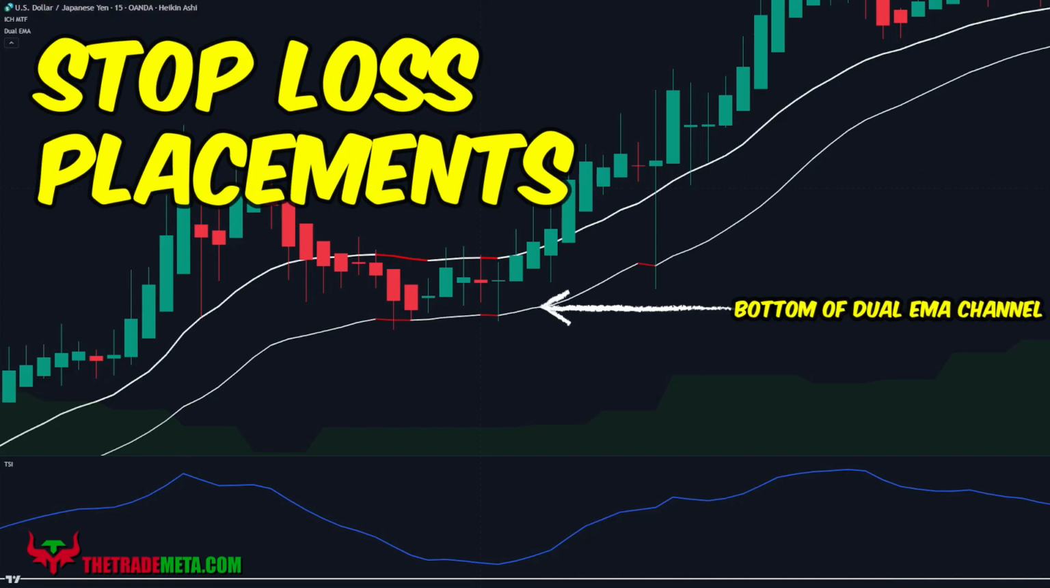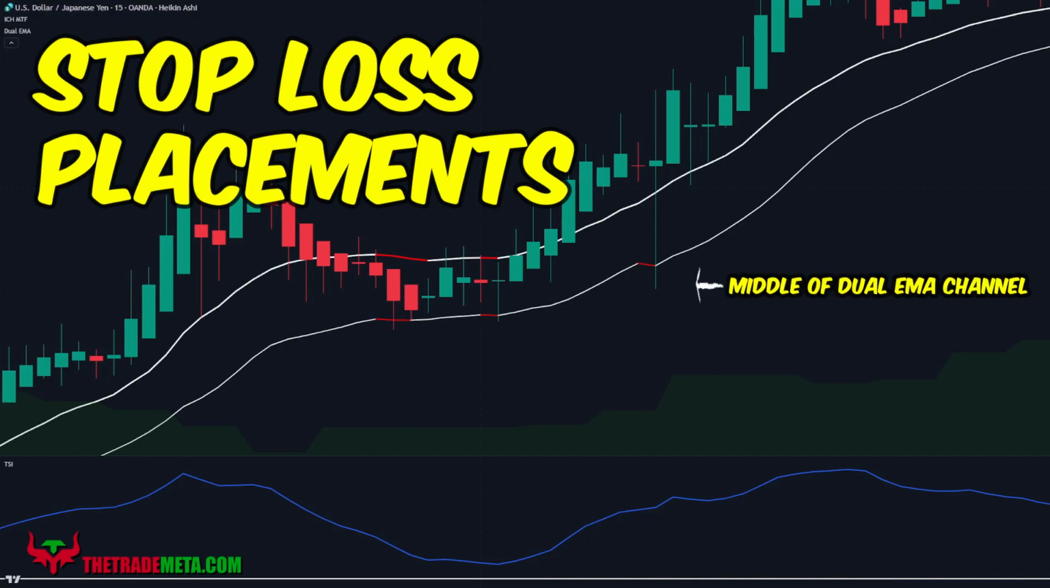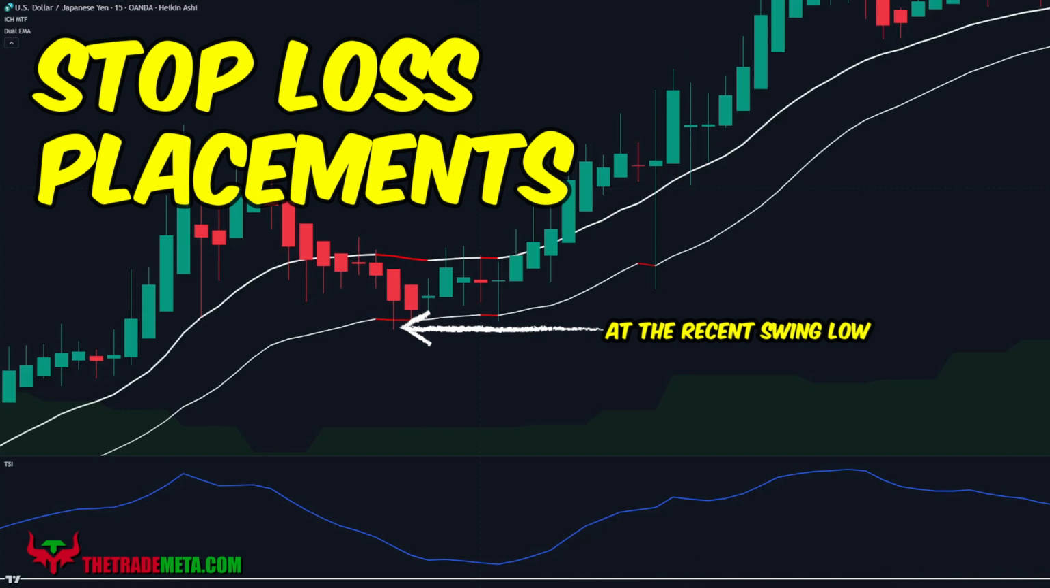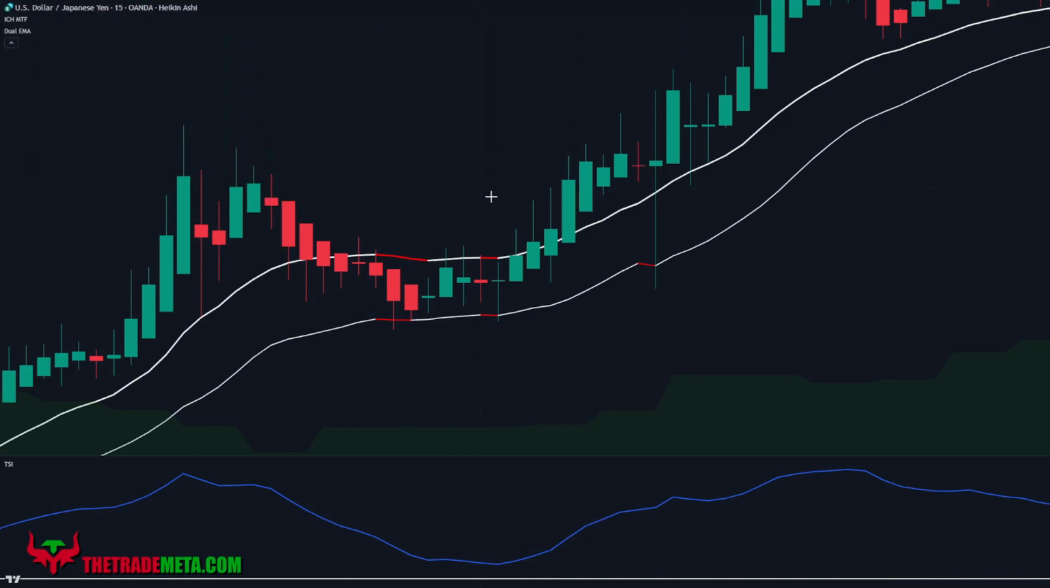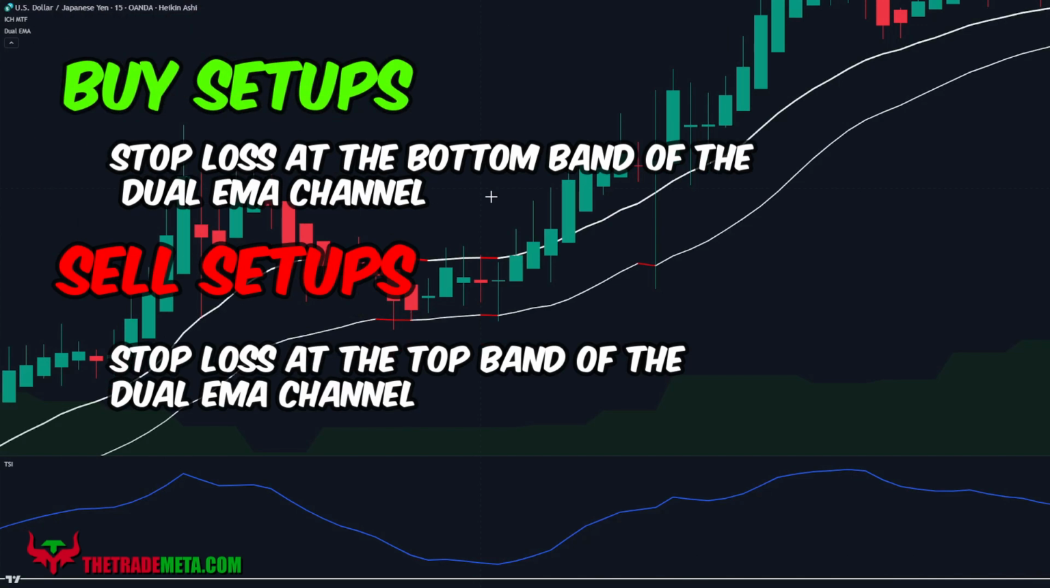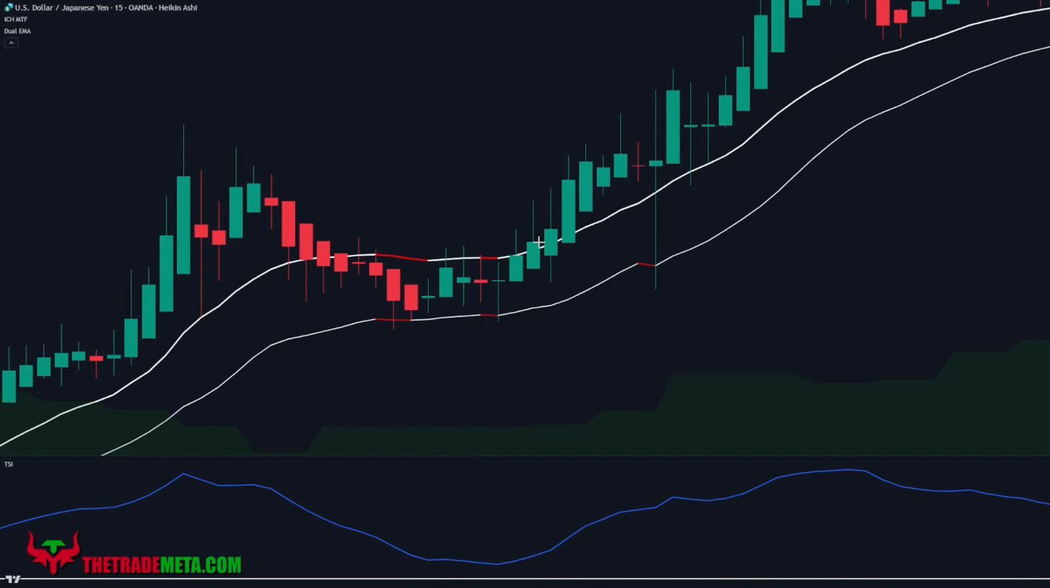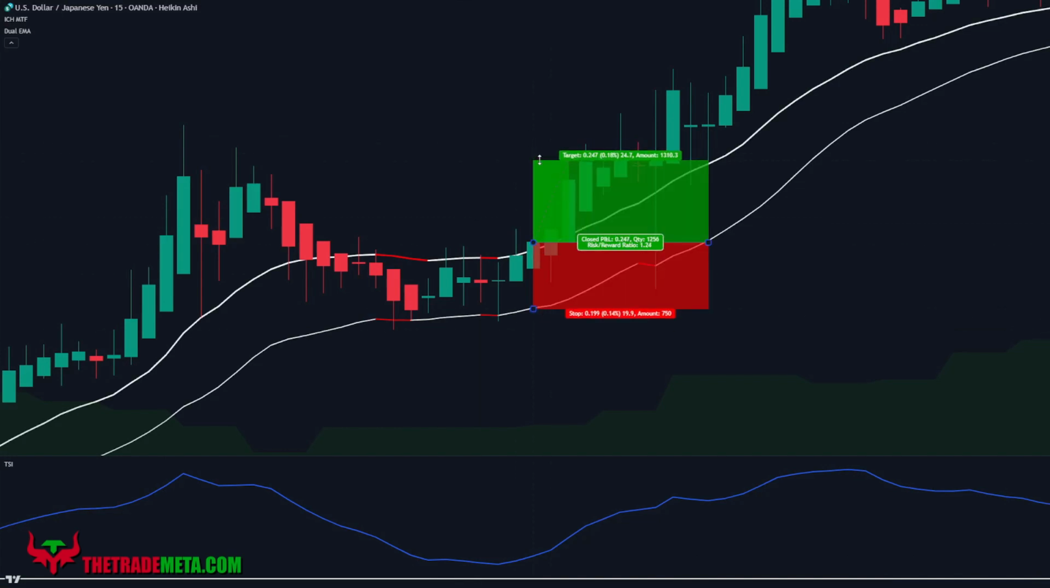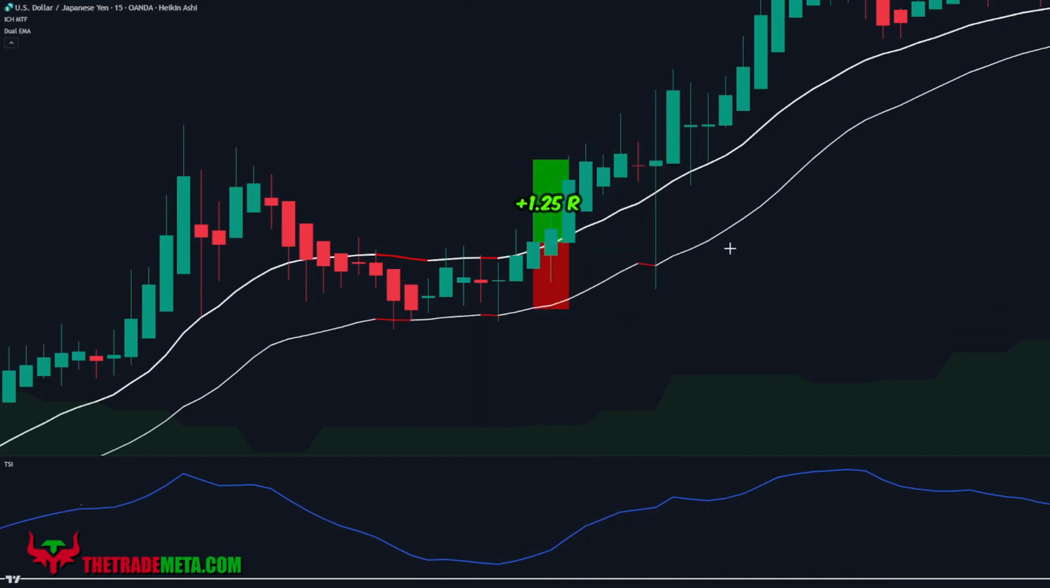We have a few options for our stop loss placement. Either at the bottom of the dual EMA channel, around the middle of the dual EMA channel, at the bottom of the breakout candlestick, or at the recent swing low. For the examples in this video, we're going to set our stop loss at the bottom band for buy setups and the top band for sell setups. We want our take profit at least 1 to 1.25 risk to reward ratio.